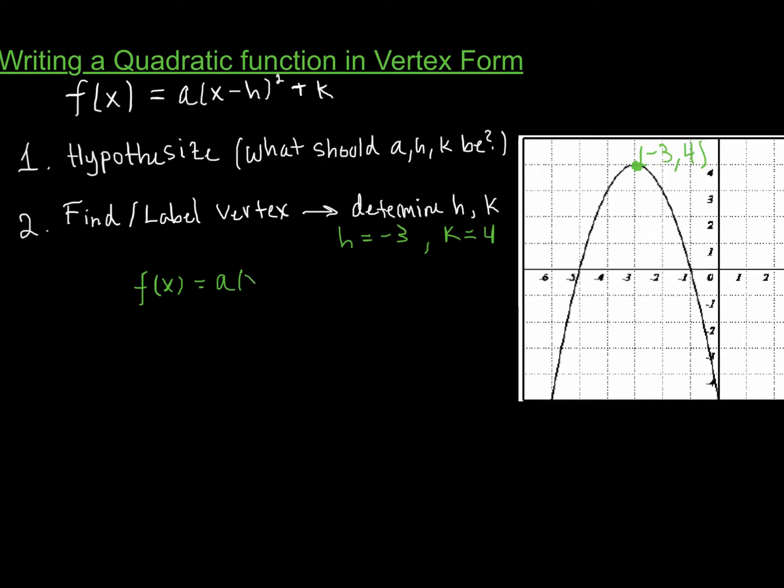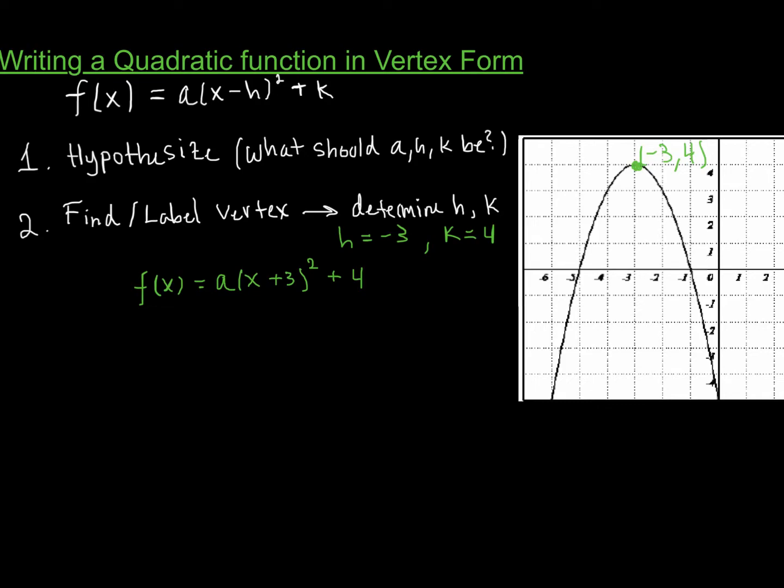So it's x minus h. H is -3, so minus -3 will be +3, squared, and k is 4. Okay, I'm in pretty good shape. So at this point, what's the last thing that we need? Well, we need to find the value of a.